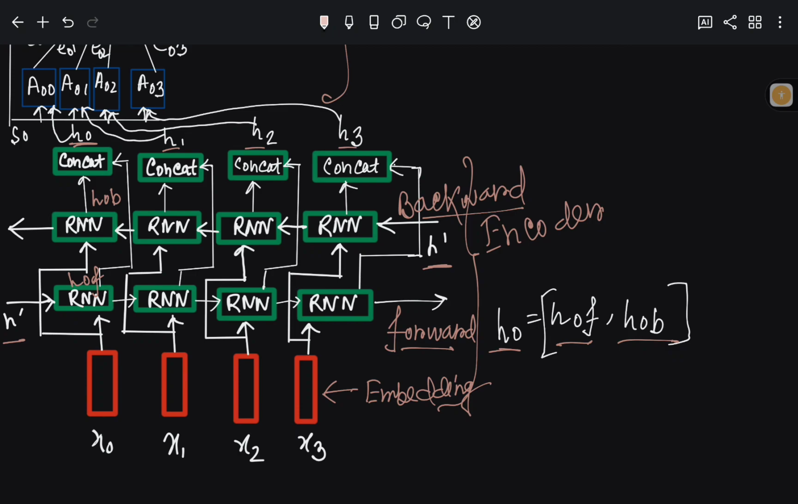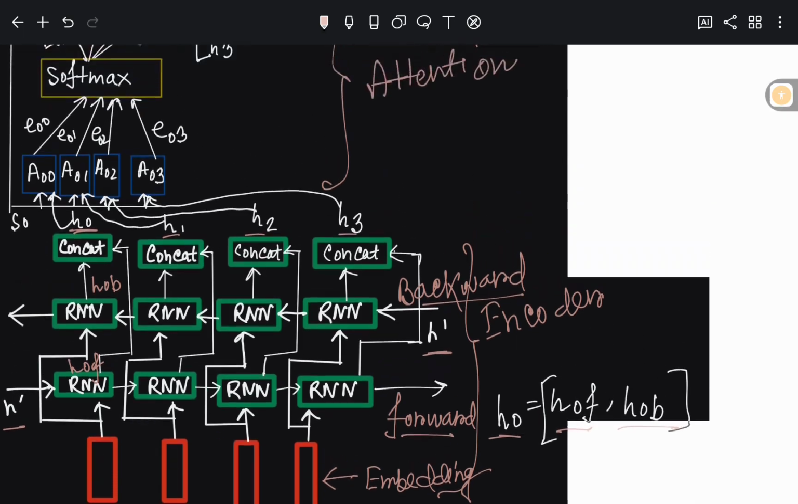So this is all about the encoder part. The encoder part is quite simple. Instead of using a unidirectional RNN, we are using a bidirectional RNN, getting the outputs from both directions, concatenating them and getting each of the hidden states, H0, H1, H2 and H3.